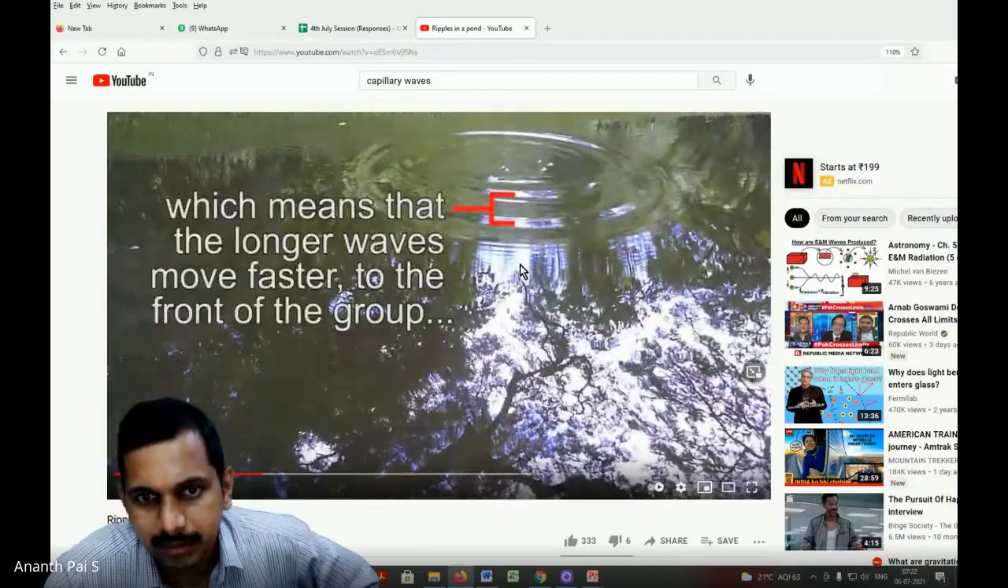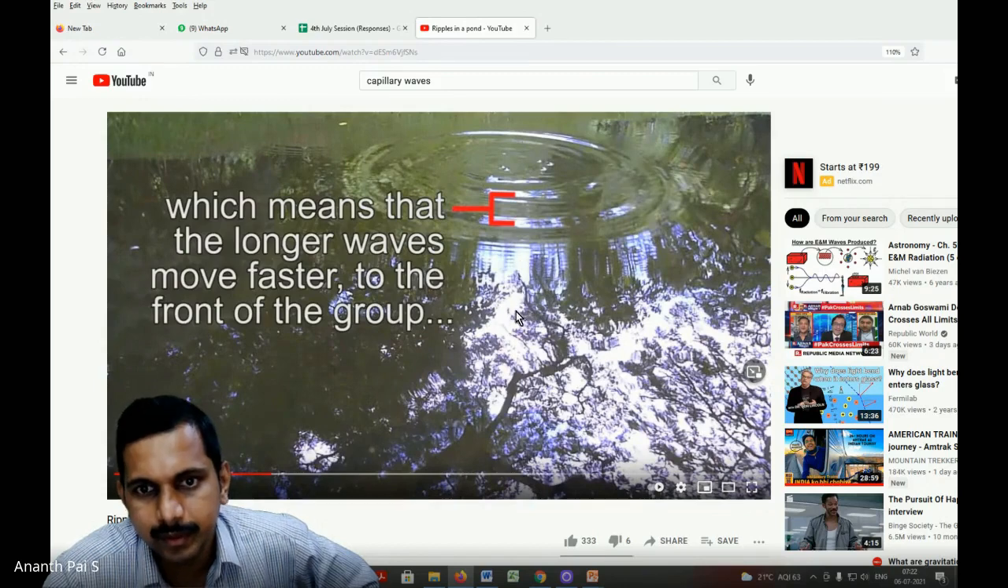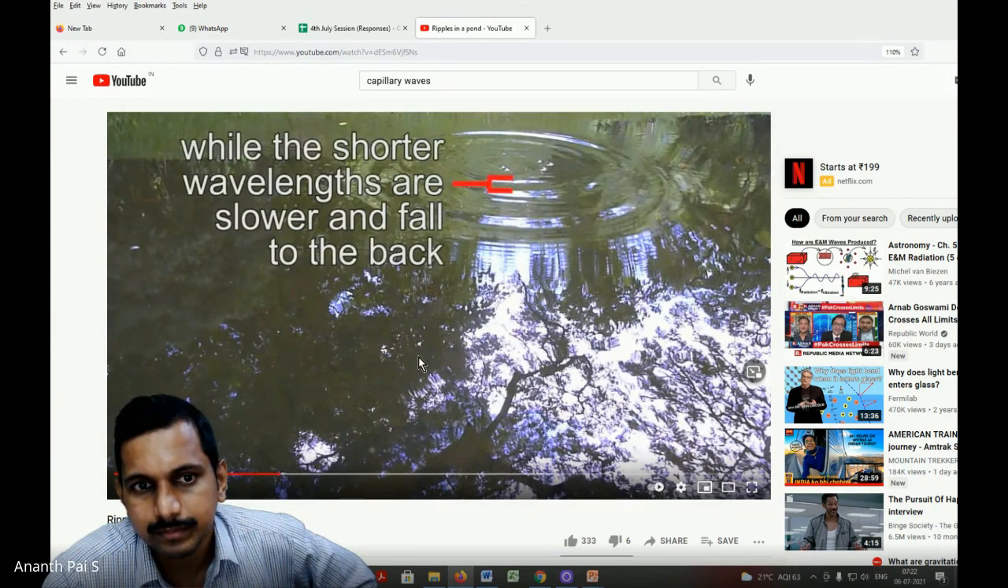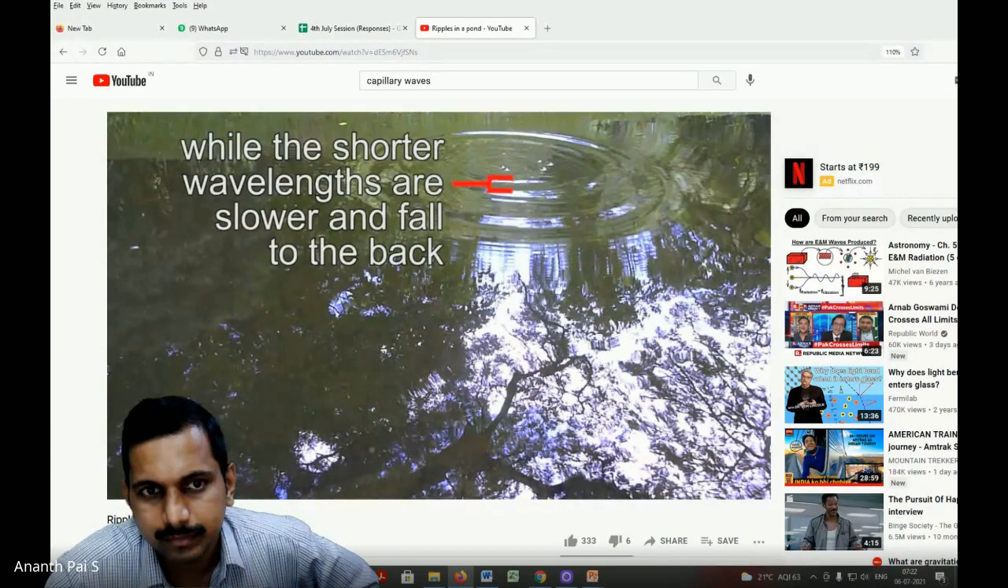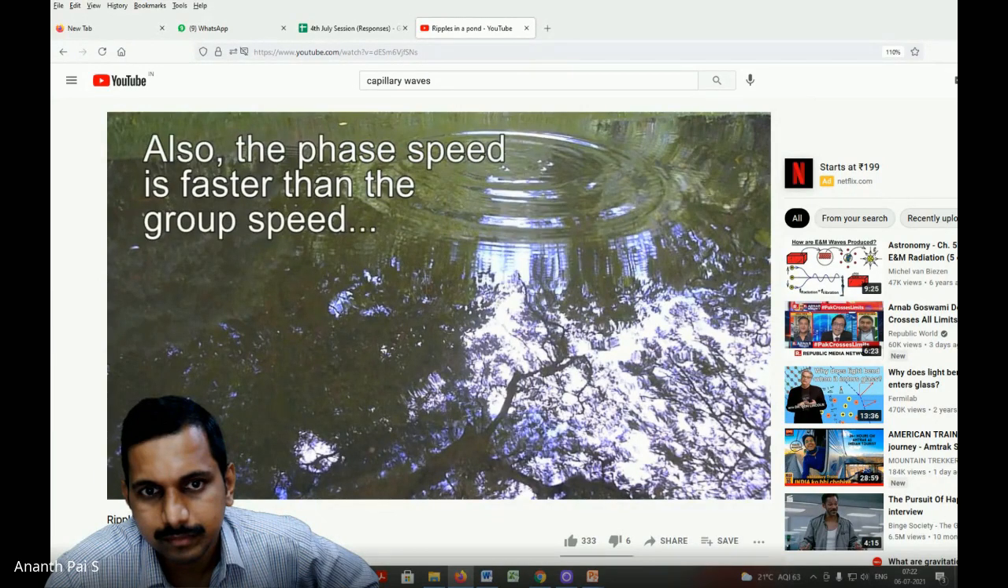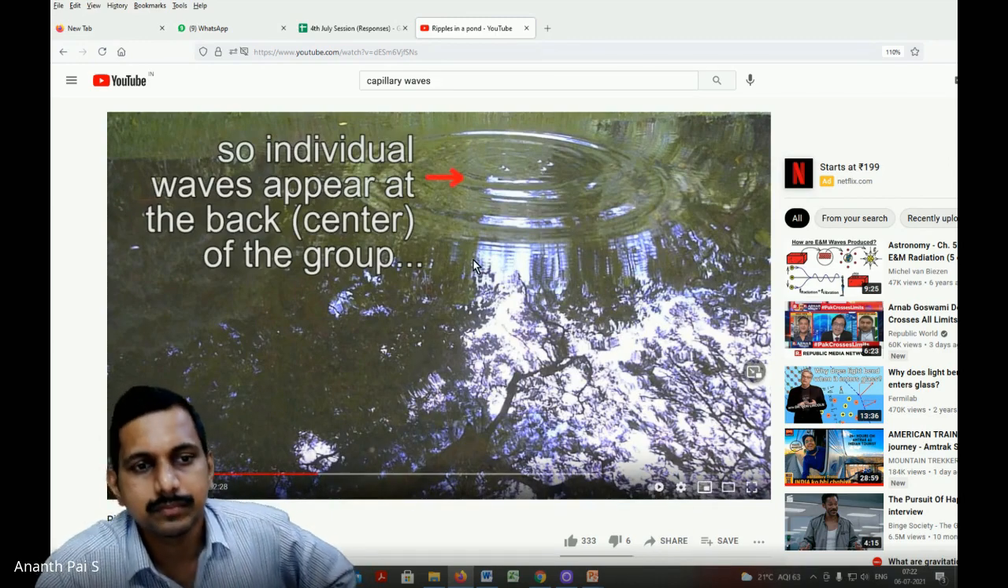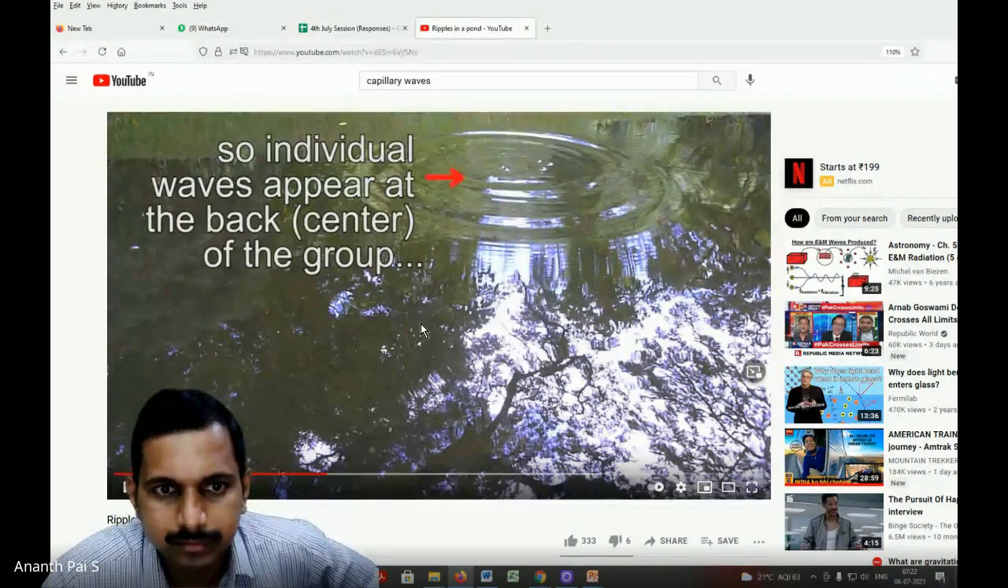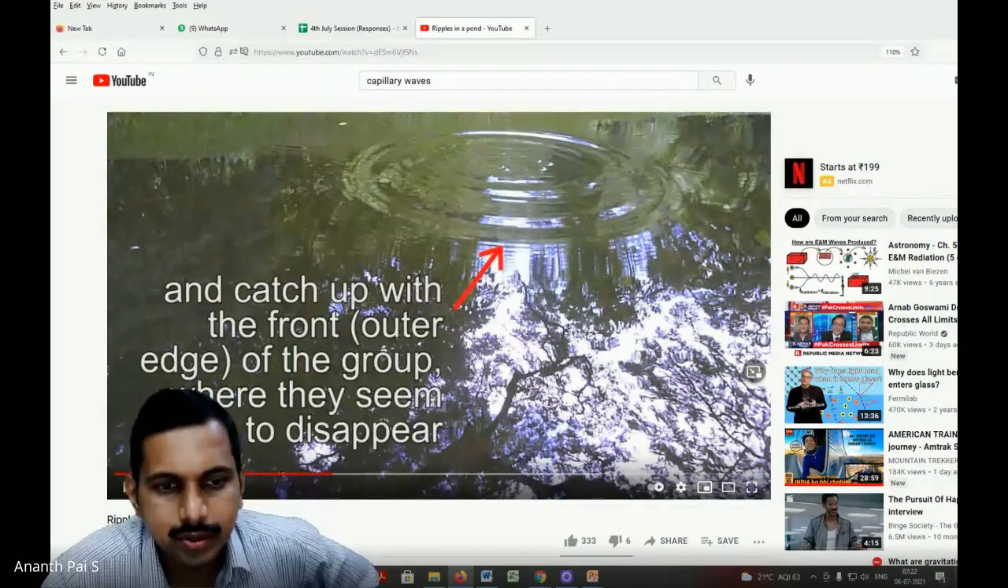See, capillary waves are here. These are capillary waves. Observe. Okay, so that's how it is. Later on you get the larger waves along with capillary waves.